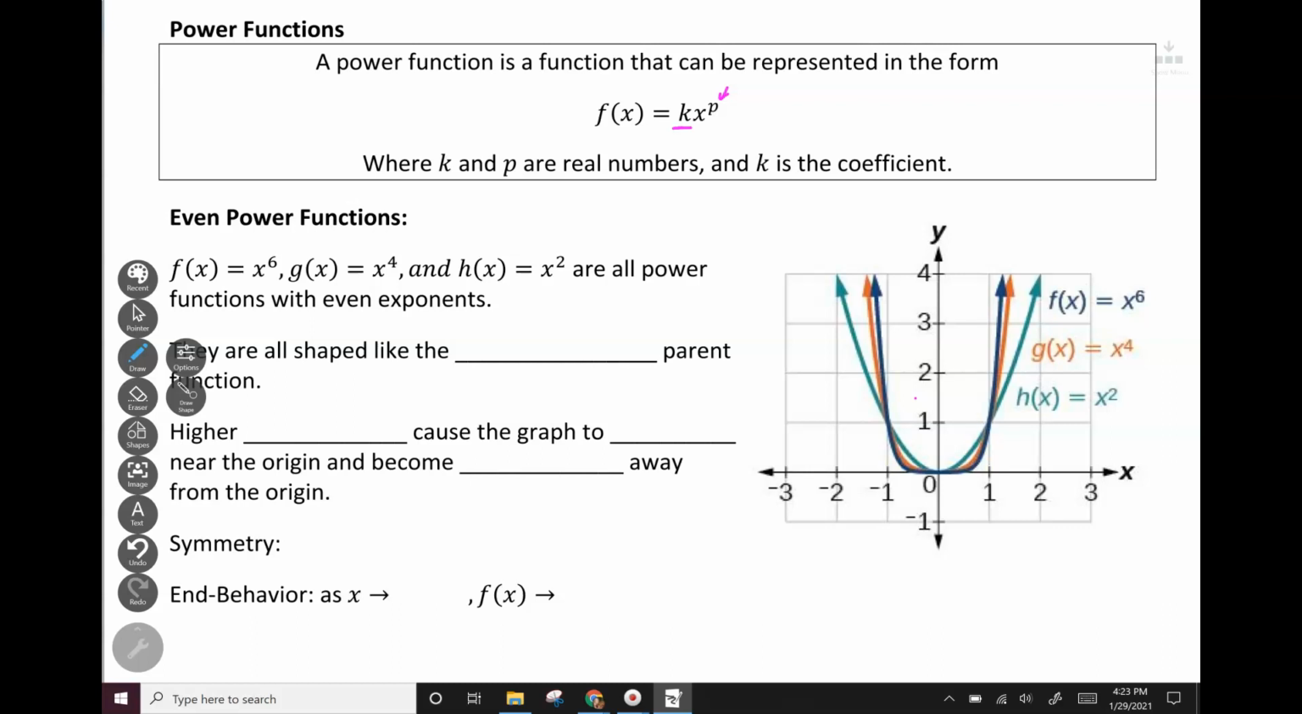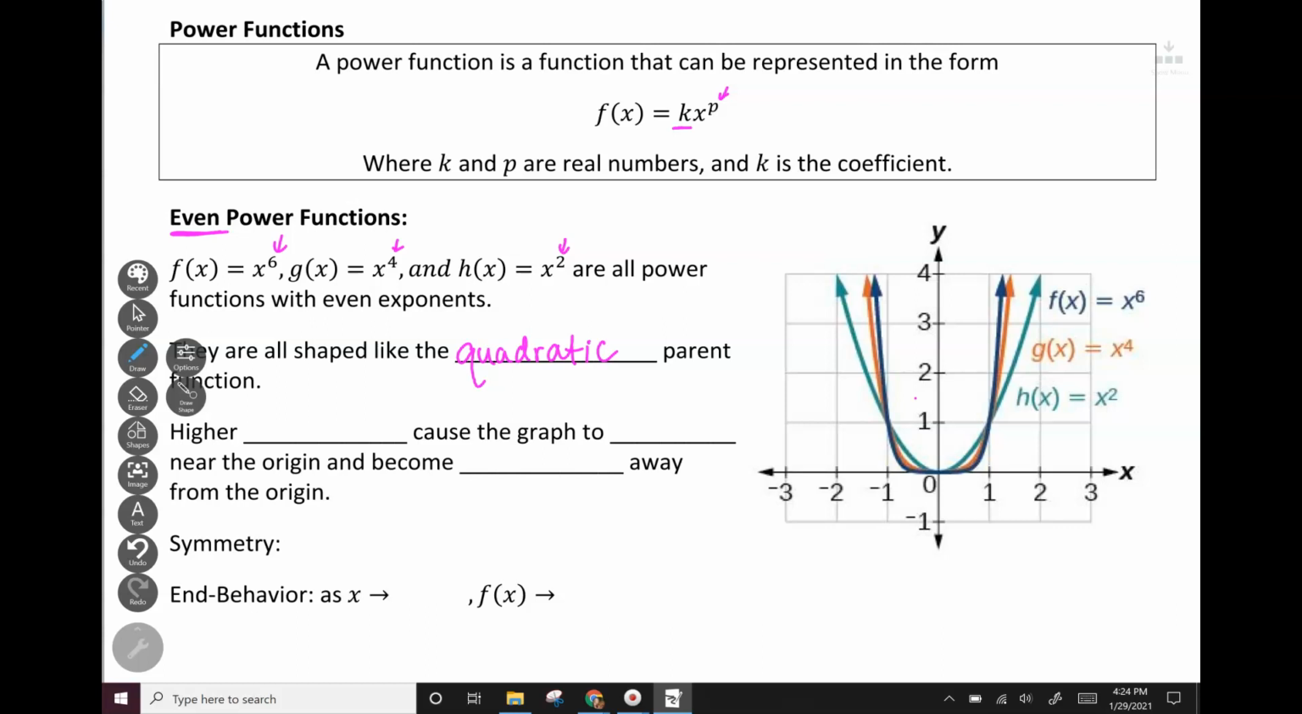All right, so we're going to talk about some properties of power functions. If you have an even power function, that's talking about your exponents being even: 6, 4, 2. They're all power functions with even exponents. And then you can see them graphed over here to the right. You can see x squared, your standard parabola, then x to the 4th in orange, and then x to the 6th in blue. They're all shaped like the quadratic parent function, very similarly to the parabola.